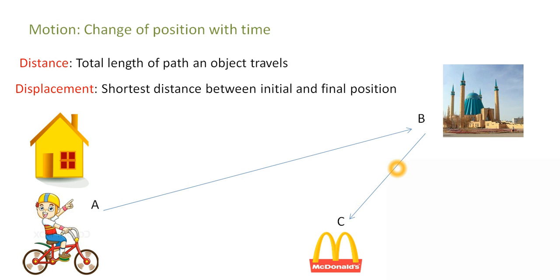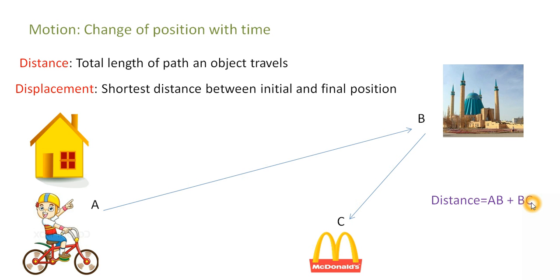So when I talk of distance, as I mentioned before, it is the total length of the path. That means the total length of path covered by the boy from home to McDonald's. Because he reaches from home to McDonald's. So what is the distance of the boy? It's AB plus BC, right? Distance is AB plus BC, because he covers path AB and then BC.